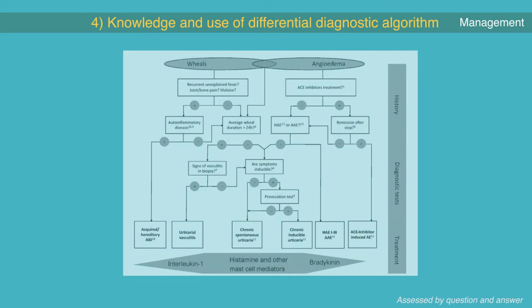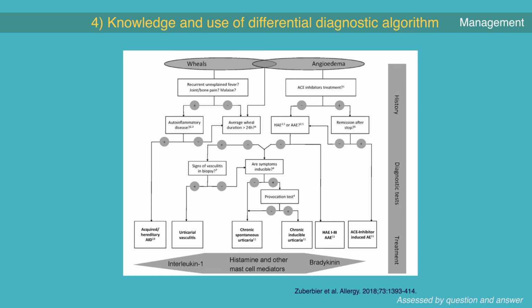Number 4. Knowledge and use of differential diagnostic algorithm. Centre physicians need to be aware of the differential diagnoses of chronic urticaria and know how to not miss them. The guideline algorithm can help with this. Recommended diagnostic algorithm guidelines should be available at the centre and the centre staff will be interviewed.